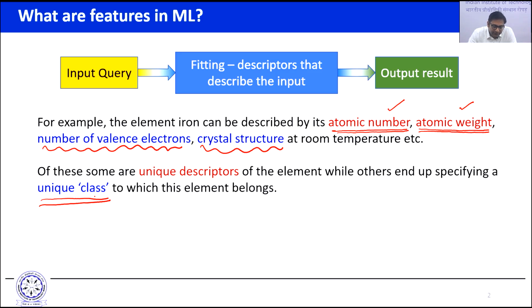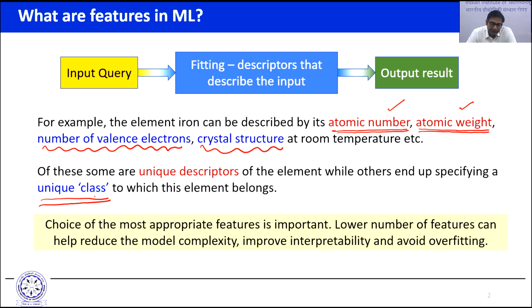So many times when we are dealing with different types of problems, understanding which class the material belongs to can also be useful. Whereas obviously having the unique descriptors is always going to be useful because you can identify your input quite clearly that way.